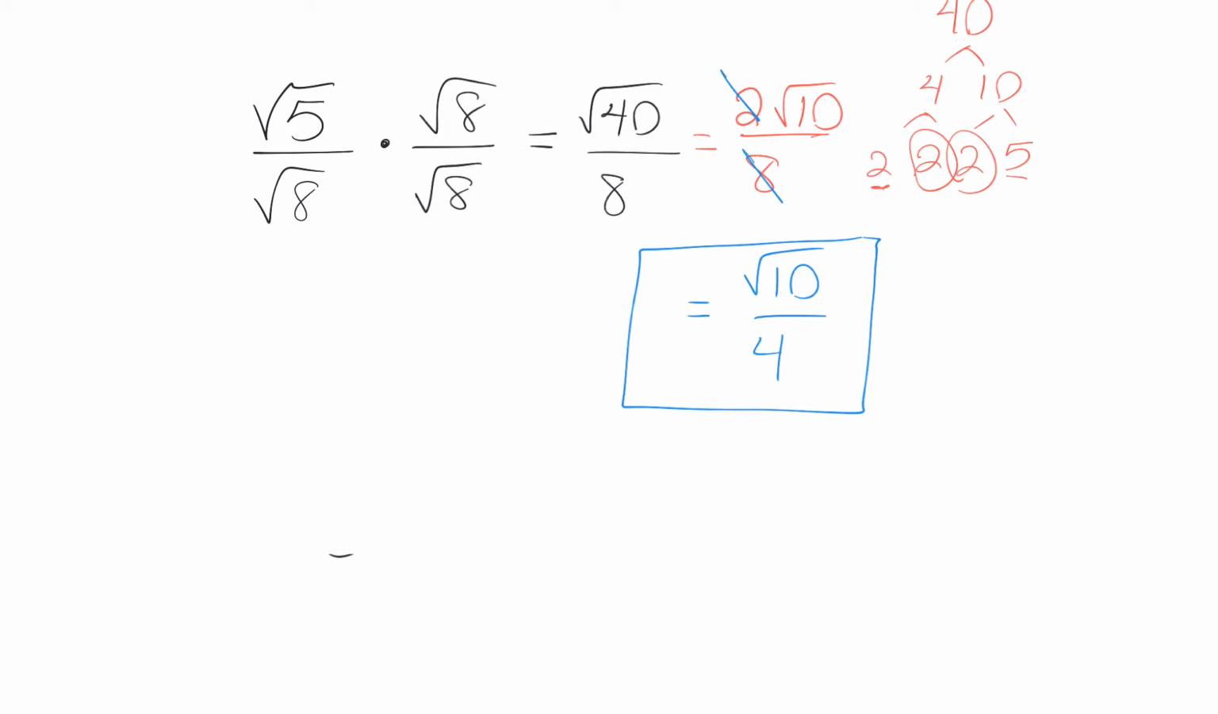So once you're done rationalizing, you still need to be careful to check to see if there's any simplifying that can happen. So try this one. How about the square root of 2 divided by the square root of 6? See if you can rationalize that and make sure to simplify. Hit pause. I'll wait.